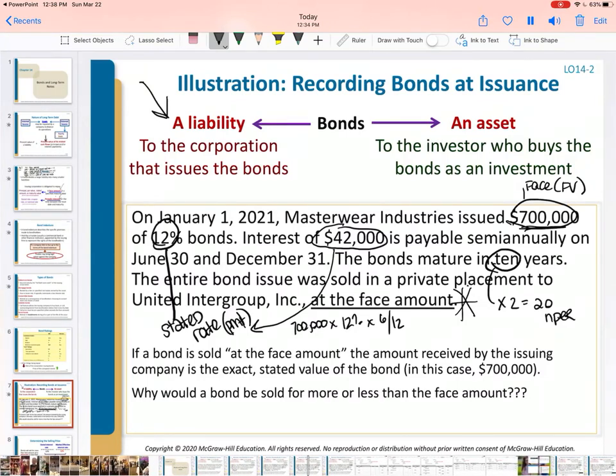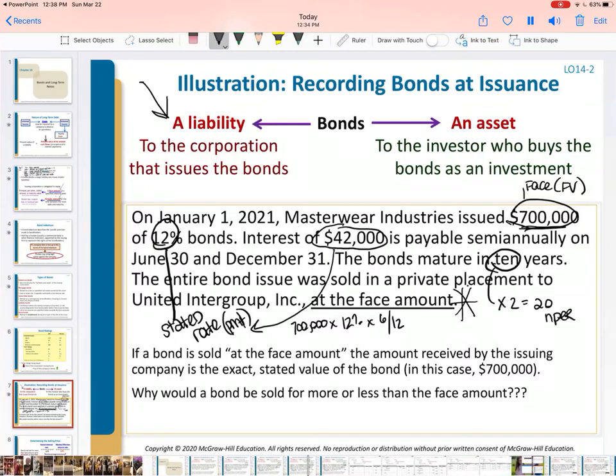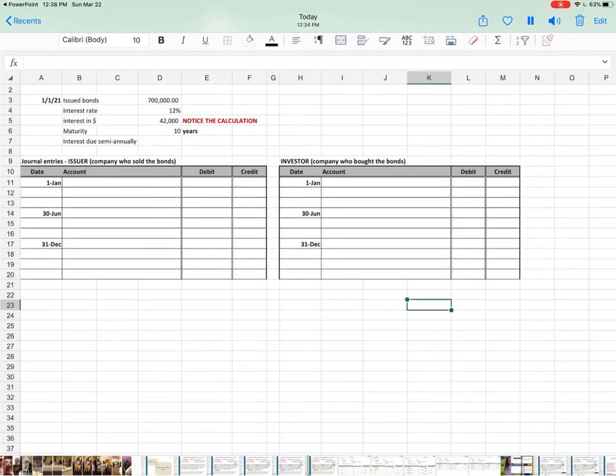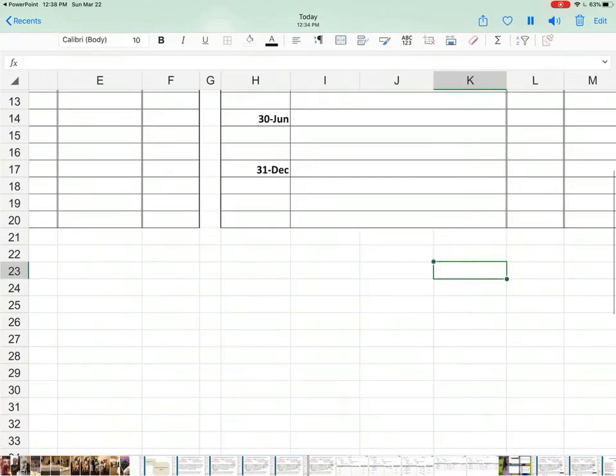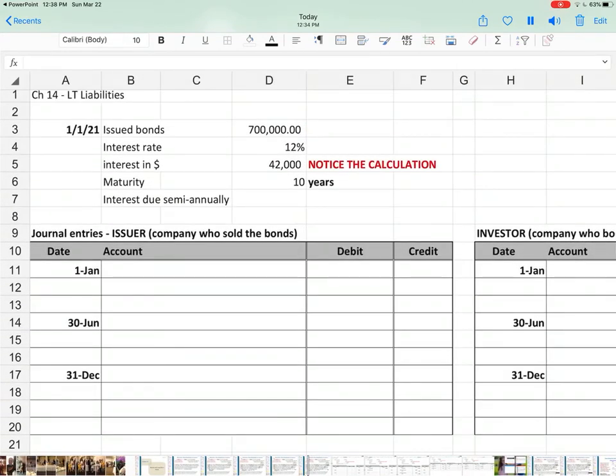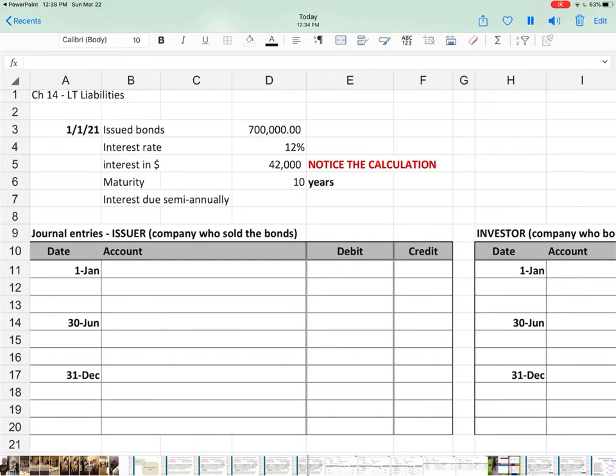So in this particular problem, we actually don't even need to do any present value calculations. We simply need to say that the bond is sold at its face amount, meaning the amount of cash that's received on day 1, January 1st, 2021, is the face amount of those bonds in total. So if we go over to our Excel spreadsheet, in our first tab, it just says very simply bonds. We're going to focus first on the issuing company. So what would be the journal entries that the issuing company would have to report on the day that they issue the bonds, as well as the periodic interest payment dates.